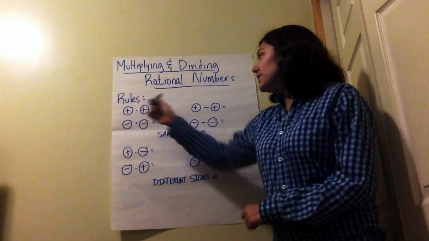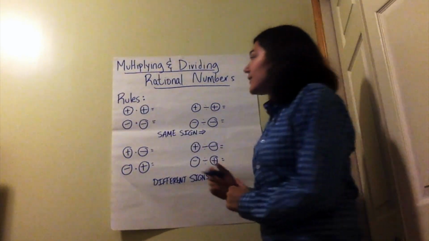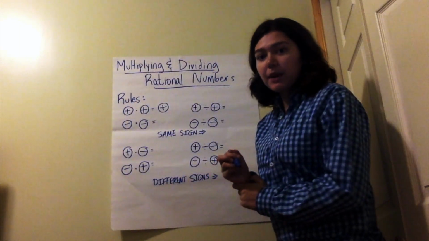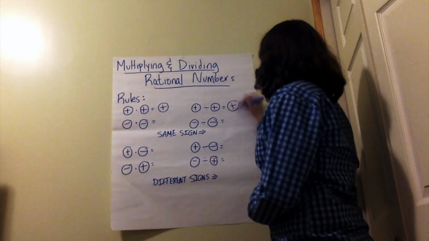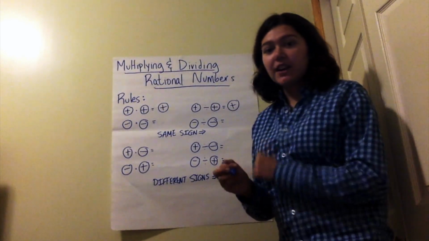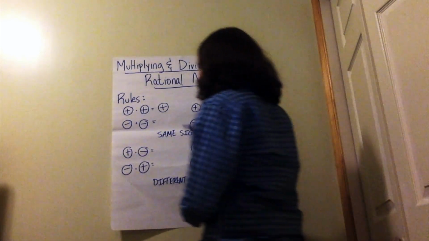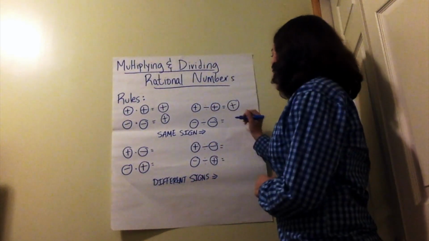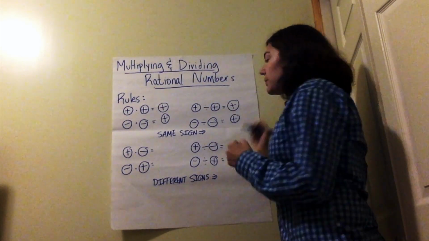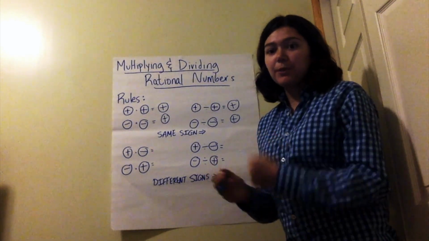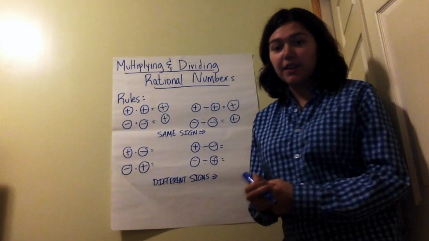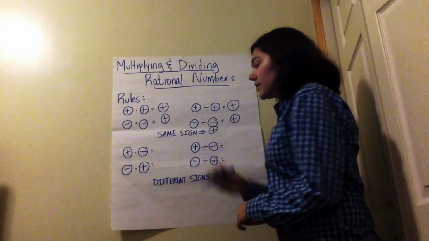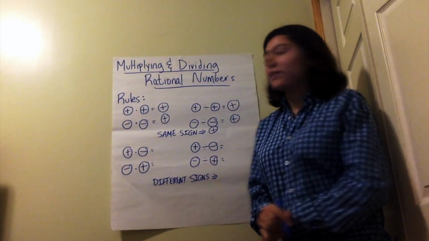So we have a positive times a positive. That's going to give us a positive. A positive divided by a positive, that's going to give us a positive. A negative times a negative, we also get a positive. And a negative divided by a negative, we also get a positive. So the big takeaway rule with multiplying and dividing rational numbers: if we have the same signs, then we're going to get a positive answer. Absolutely need to know that.